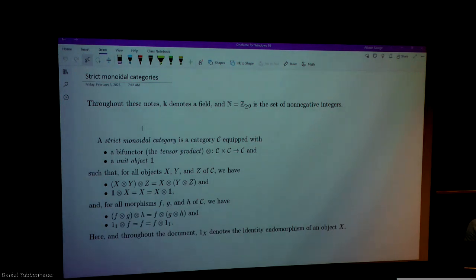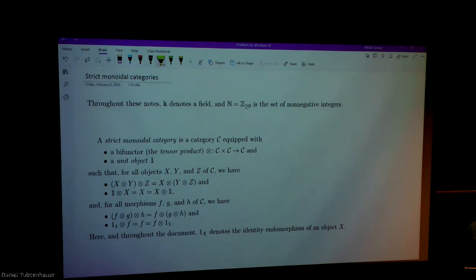So let's just start off with the basics. We're going to work over a field K throughout this whole series, and N will be the set of non-negative integers. So what we're interested in is monoidal categories. To simplify things, we're going to assume our monoidal categories are what's called strict.